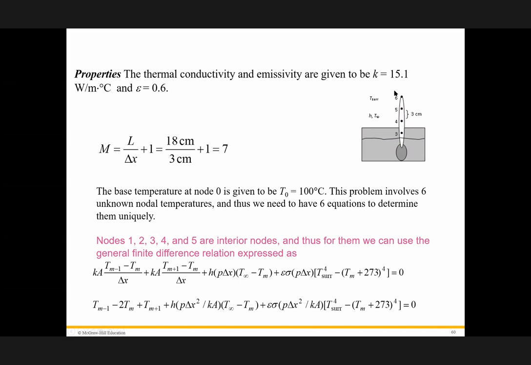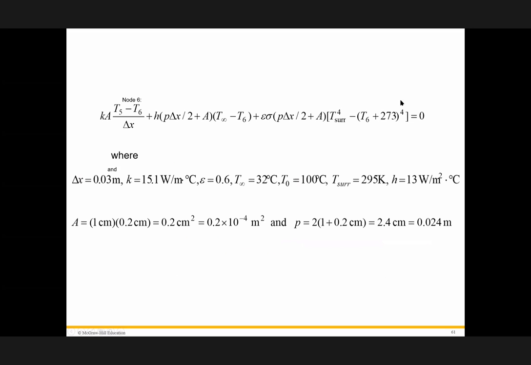The only one left is number 6. And number 6, you can write here, this is conduction from 5 to 6. This is convection from the top of the spoon to ambient. This is radiation to that from the rest, okay? Look at here.